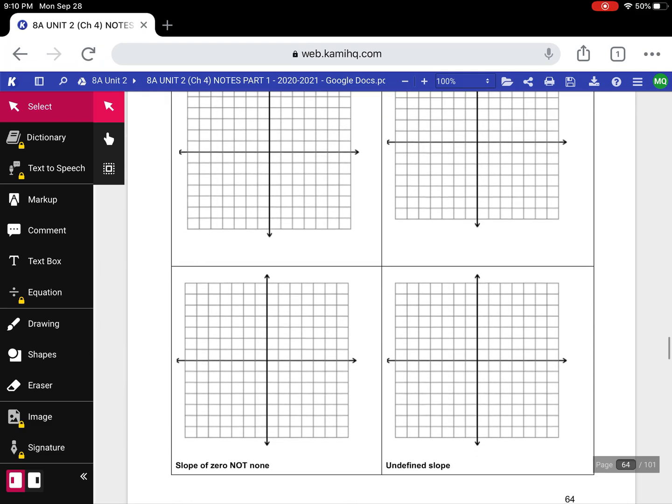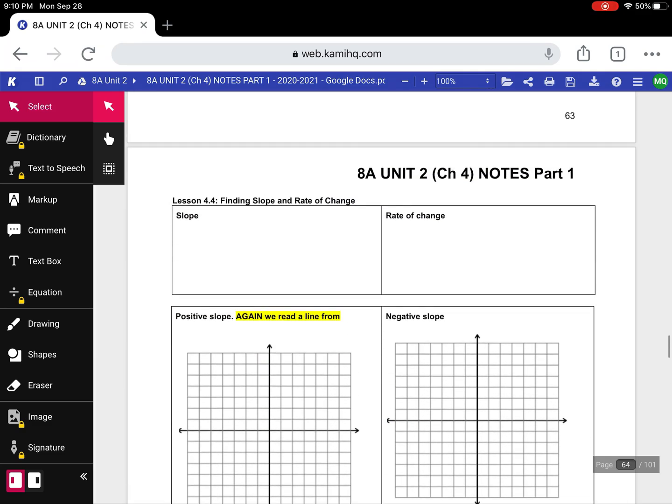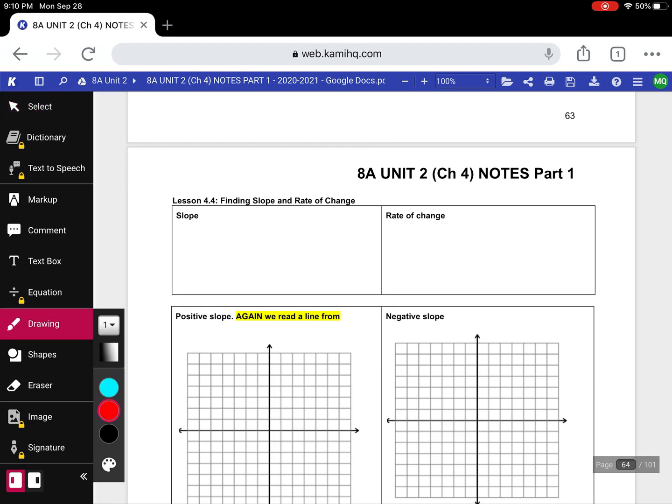We are going to start on page 64. And this again says packet 1 because I have it all as 1, but it's actually in your packet 2. Okay, so we're going to say part 2. We are talking about lesson 4.4 in the textbook, and that is finding slopes and rate of change.